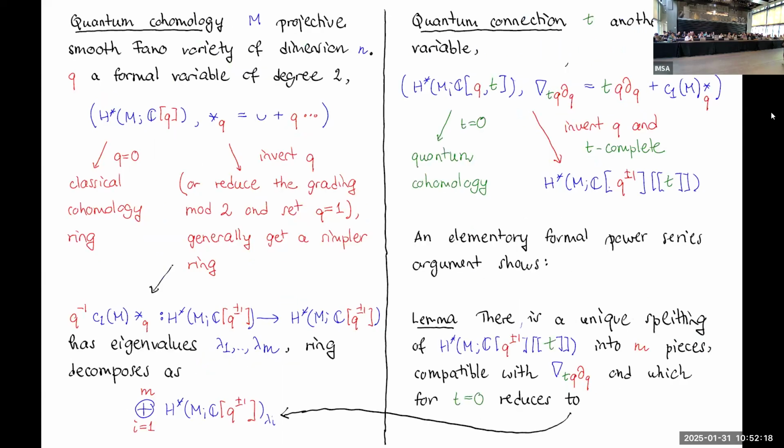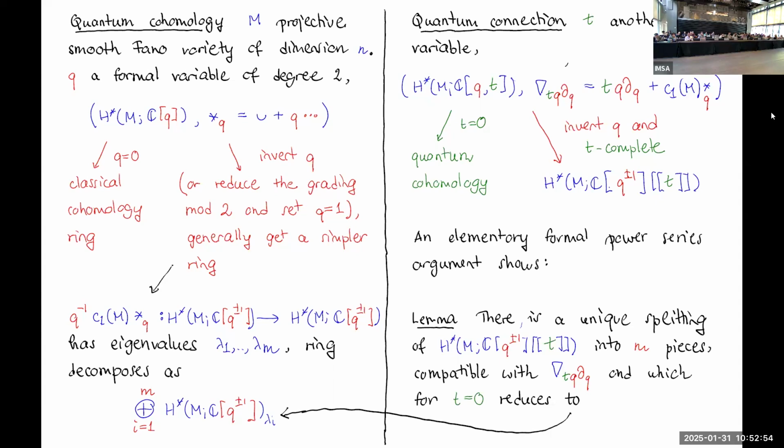Now for the actual topic. I will restrict myself, except maybe for the very end, where I make some very vague remark, to projective varieties, to Fano varieties, which means monotone closed symplectic manifolds for symplectic geometers. So quantum cohomology: we take the ordinary complex cohomology of M, we add a quantum variable Q of degree 2 in this case, and then we have the quantum product, which deforms the classical cup product, in the sense that if you set Q equals 0, you get the classical cohomology ring.